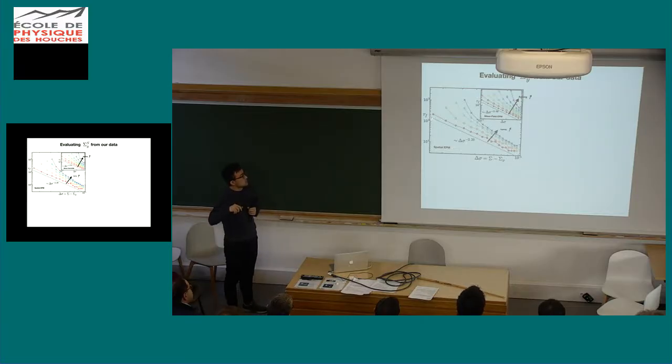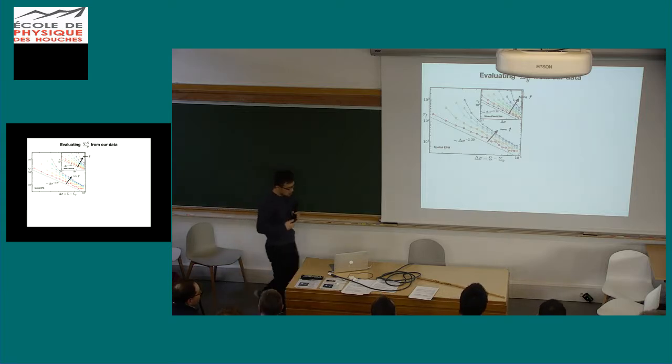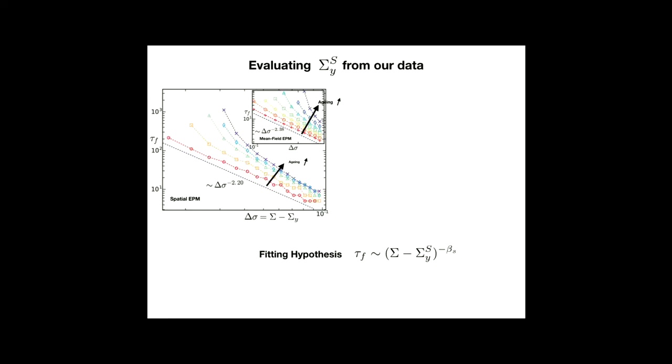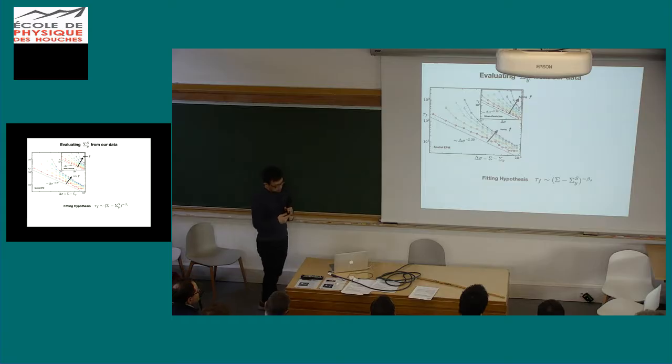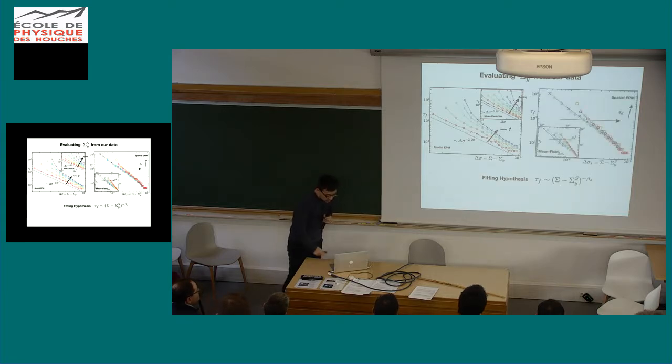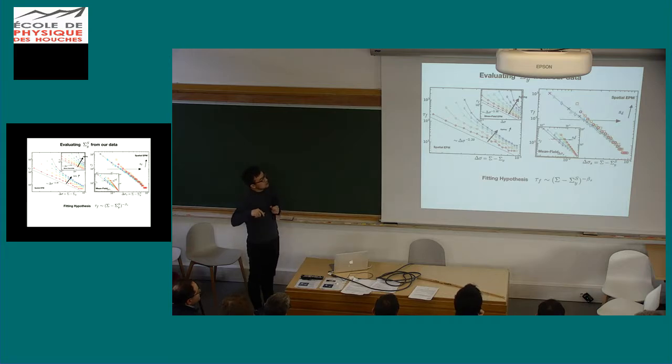This is the fluidization time scale tau f as a function of the distance to the dynamic yield stress. You can see that as the aging increases, there's an upward curvature here, suggesting a divergence before you reach the dynamic yield stress. So to estimate the static yield stress and to assess the divergence, we made a hypothesis that the fluidization time scale indeed diverges in this form with two fitting parameters, the static yield stress and the exponent. And indeed, this fitting works quite well, especially for the Mean-Field model. And from that, we extract these two quantities.